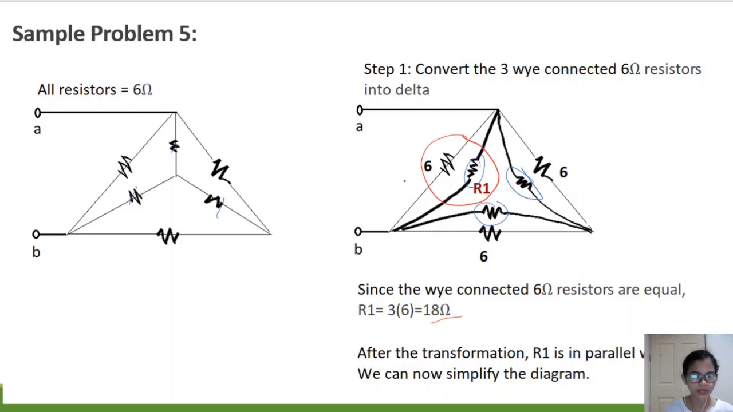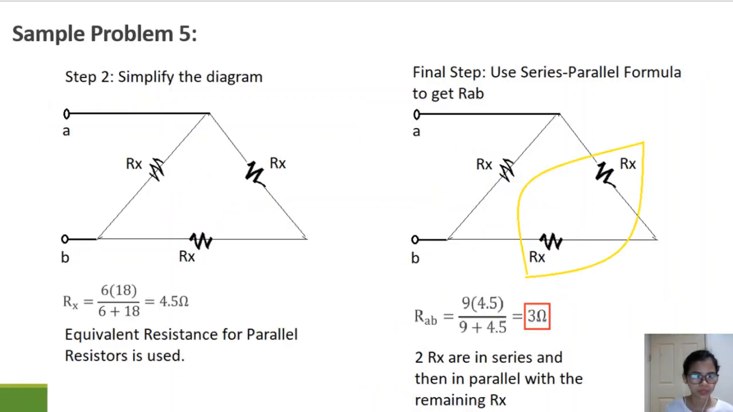And what will happen next? I can simplify the circuit. 6 ohms in parallel with 18. What will be the new value? That would be Rx, which is 4.5 ohms. So this is the more simplified diagram from a while ago. Now, we have done the simplification. We are to solve for the equivalent resistance across RA and RB.